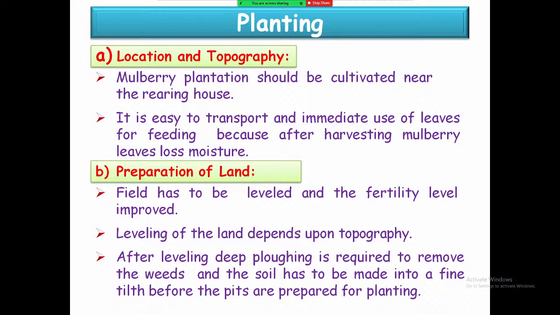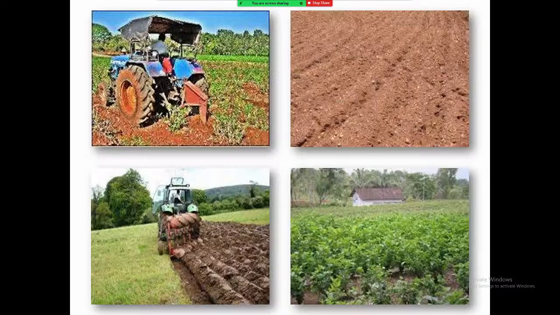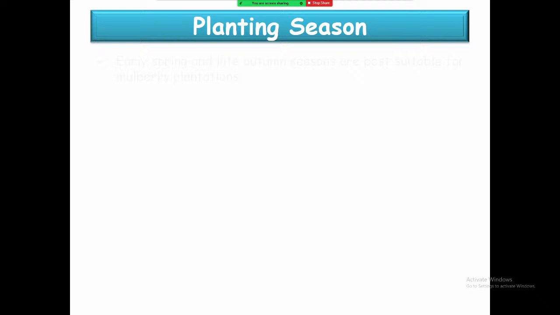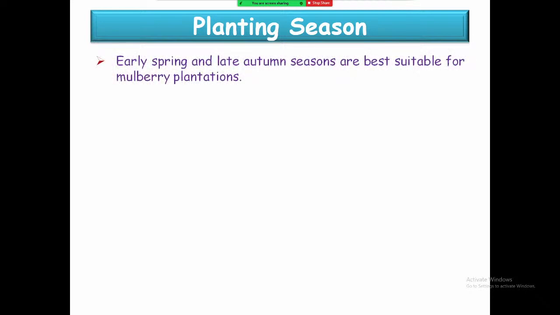Okay, then these are the photographs for the land preparation. Then the planting season. The early spring and late autumn seasons are best for the mulberry plantation. Early spring and late autumn are the most suitable for the mulberry plantation.